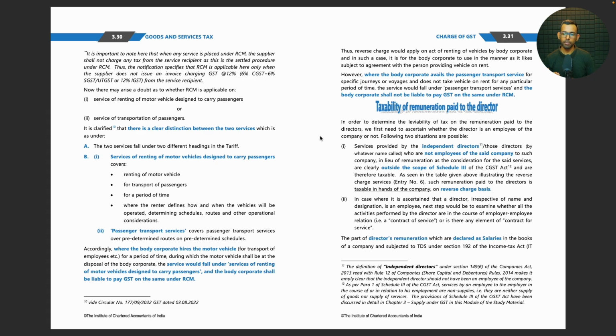So if I am a proper employee of the company and I am a director, then whatever remuneration I get will be considered a salary in the capacity of an employee. Therefore, it is already outside the scope of supply, so it will not be taxed in the first place itself.